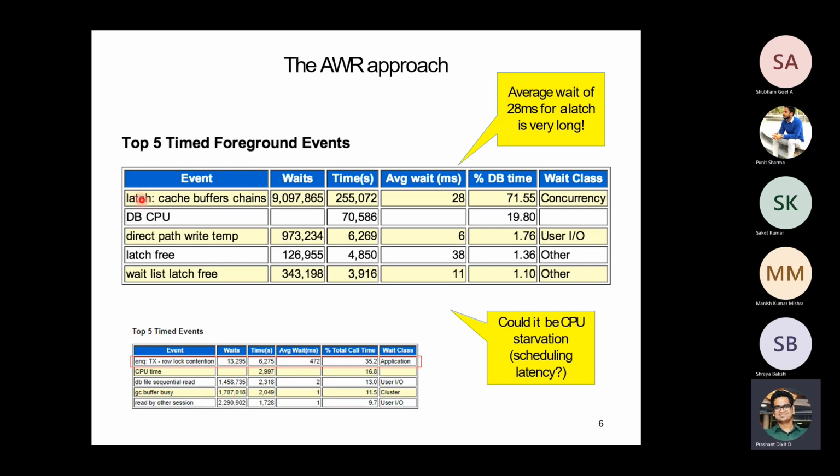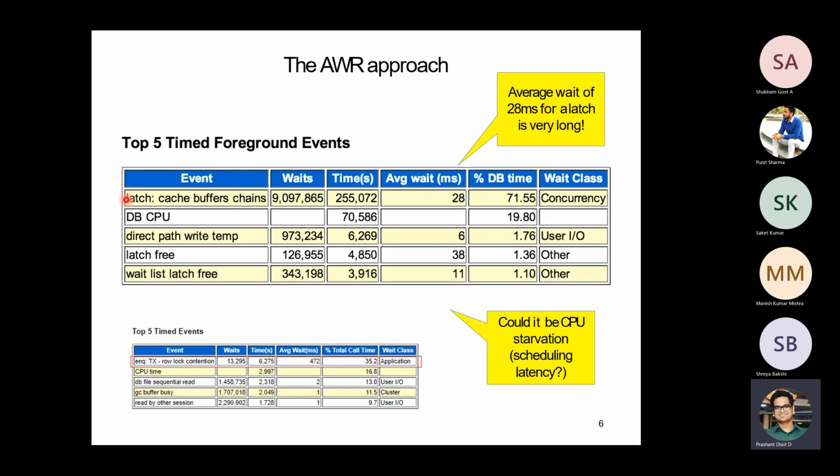This event is latch: cache buffers chains, or as we performance consultants sometimes call it, CBC. So latch on CBC. This particular wait event has an average wait time of 28 milliseconds, and has contributed 71.55% of the total DB time.